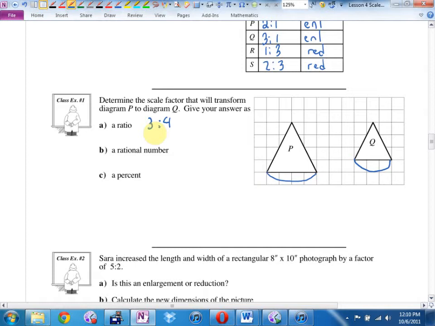Now, in my homework, I'd say I've counted carefully. Alex, I'm done. On a test or a quiz, I'd probably also say, how high was the original? 4. How high is the new one? 3. I've checked it twice. Good, I know I'm right.